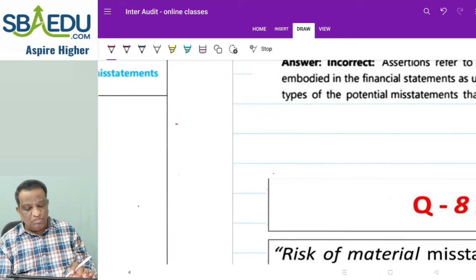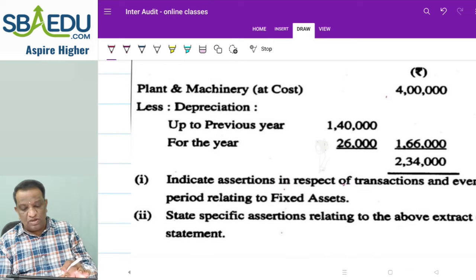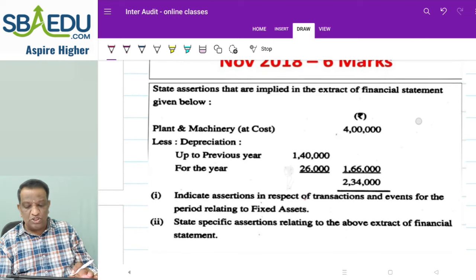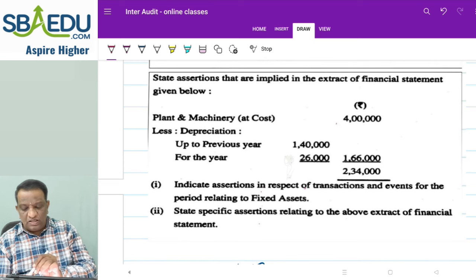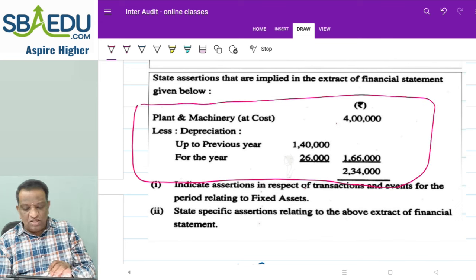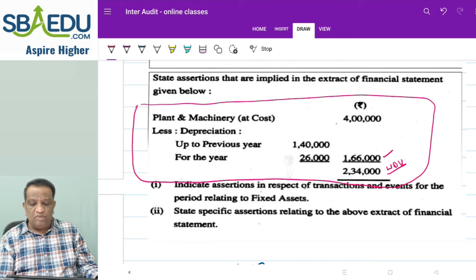This is better explained by taking an example, which is nothing but your examination question. This is an extract from a typical balance sheet. They give plant and machinery, less depreciation, that is the opening accumulated depreciation up to the previous year and the depreciation for the year. Therefore this is the total depreciation, and that is where you get your WDV, written down value, as at year end. This is the extract from a balance sheet.